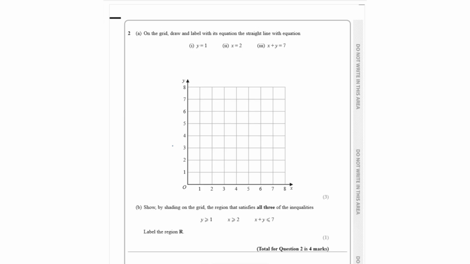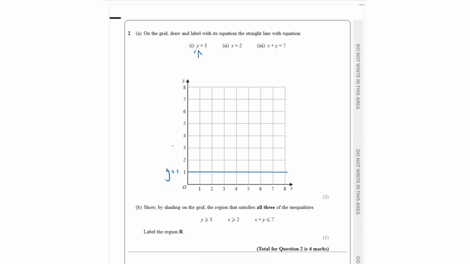On the grid, draw and label a straight line with equation y is equal to 1. So we simply look at the y-axis, which is the vertical axis, and we go 0, 1. So we simply draw a line, and we note this as y is equal to 1.